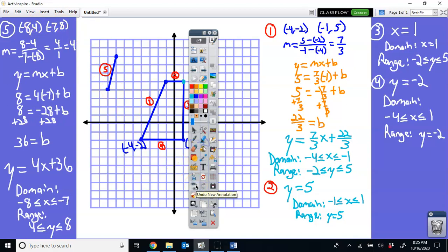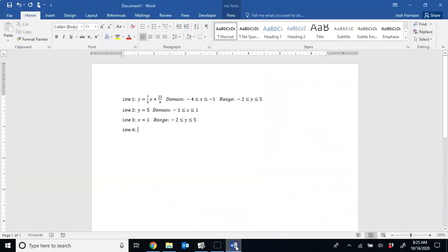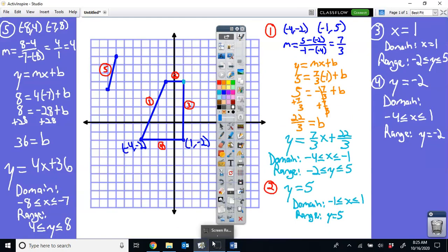All right, so basically, guys, this is the idea of what you want to do. Like I said, you can write it out by hand, and you can type it if you wanted to. That'd be a lot prettier, easier for me to see. But you're going to turn this in. You're going to make your picture. You're going to label it. You're going to find your equations and your domain and range, and then you're going to turn it in as sort of a little folder, a little portfolio.